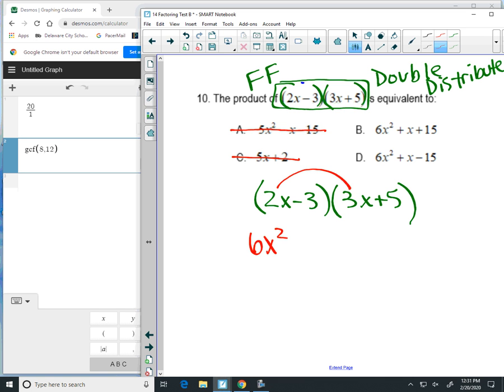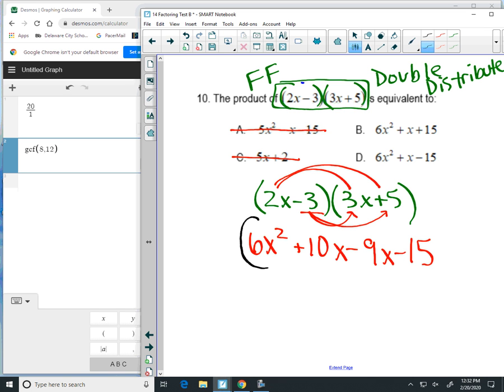Now I'm going to keep going. So 2x times 5 is a positive 10x. Now, I have to keep going. I can't start looking for 10x up there. I'm going to take negative 3 and multiply negative 3 times 3x. That's negative 9x. And then negative 3 times positive 5 is negative 15. Just as a reminder, we've got 6x squared to start, and 6x squared starts for both of those options. And negative 15 is on the end. We only have one option with a negative 15.